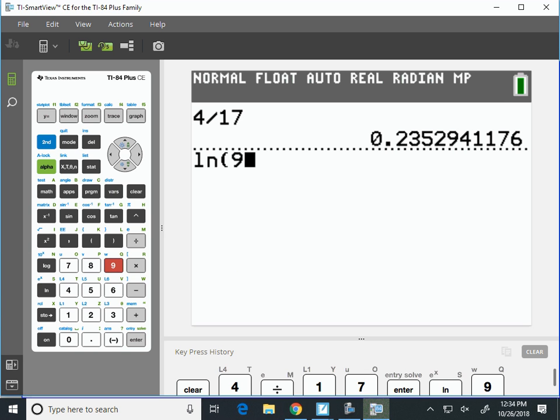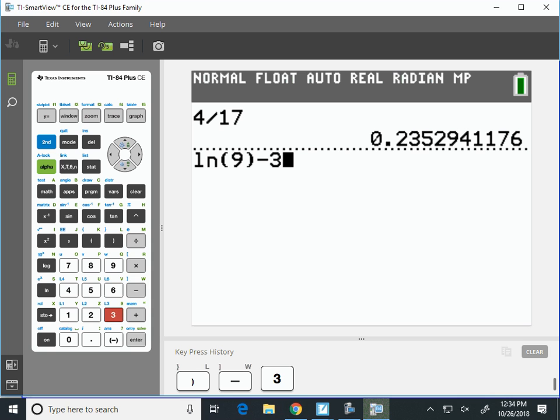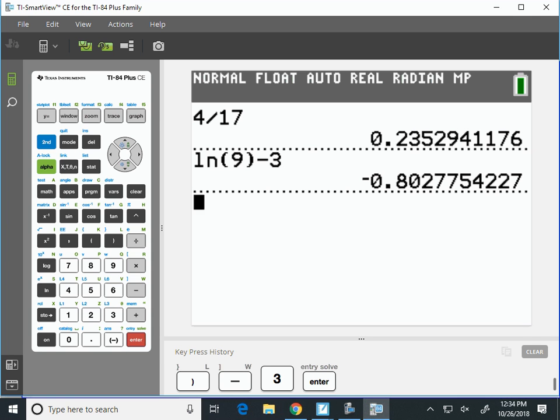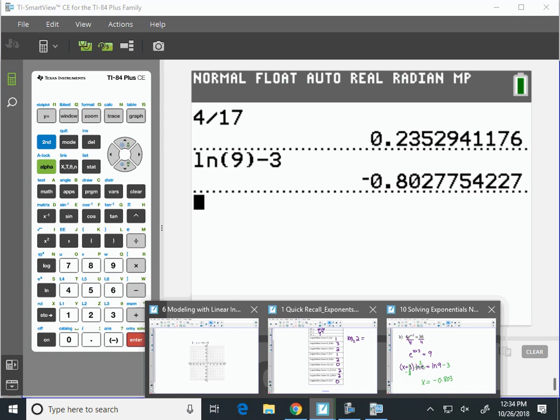Natural log of 9, close your parentheses, minus 3. If you don't close your parentheses, then you'll get a different answer. If you keep your parentheses open, it'll do the natural log of 6. Yep. All right, next one here. We're almost done.